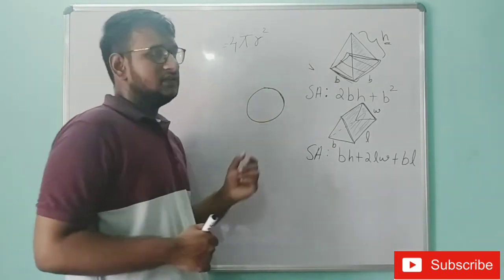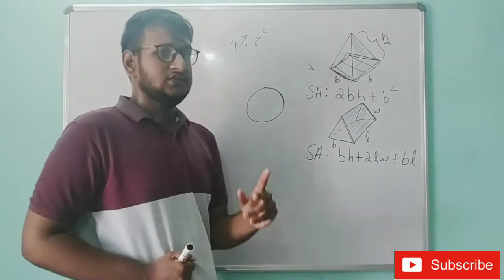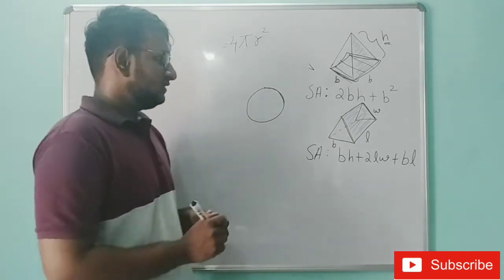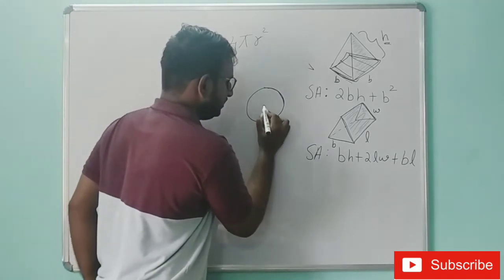So how are we going to derive the surface area formula, 4 pi r square? There are two simple methods. I will say the first method, which is very simple.